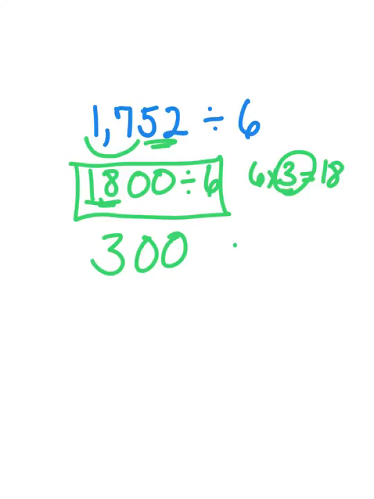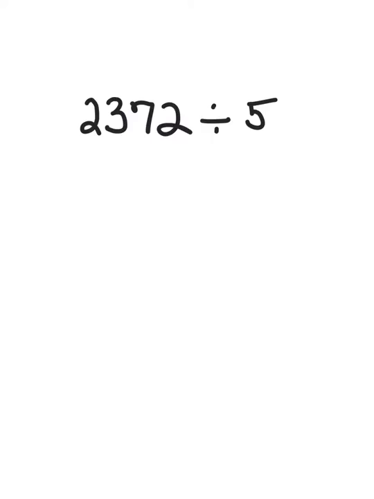Yay. All right, our next problem is 2,372 divided by 5. So again, we have to look at the 23 and think of 5 times what gives us 23. Well, let's think about our facts. 5 times 1 is 5. 5 times 2 is 10. 5 times 3 is 15. 5 times 4 is 20. 5 times 5 is 25.